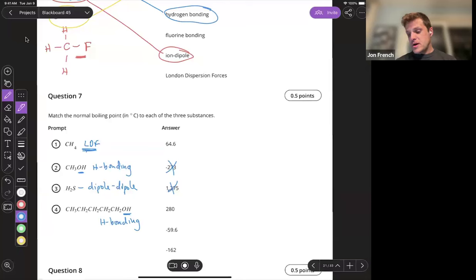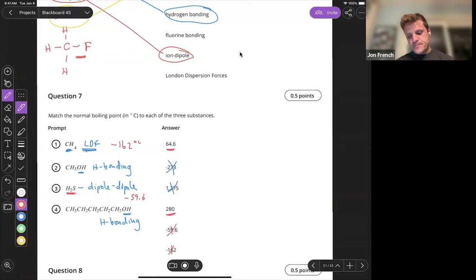So for the rest of these, it's process of elimination. Okay, methane, London dispersion forces, weakest intermolecular force. That probably has a boiling point of minus 162 degrees Celsius. Next, the next weakest intermolecular force, right? The hydrogen sulfide. So that's going to be minus 59.6. And then we're left with these two, 64 and 280.